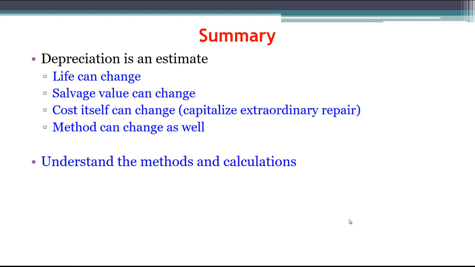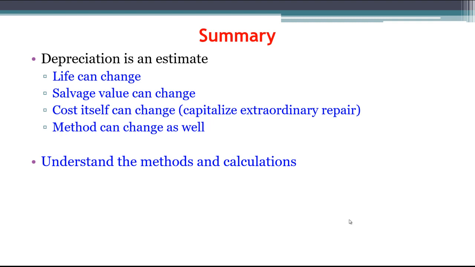So in summary, we've talked about quite a few things related to these fixed assets over the past 2 parts of this module. But remember that depreciation is an estimate. The estimated life can change. The estimated salvage value can change. We talked about how the cost itself could change if we capitalized a new wing or a new engine. We also can change the method. Maybe we believe straight line is the method we want to use, but then midway through the life we change to double declining balance. We just have to recalculate it with what the remaining cost is.